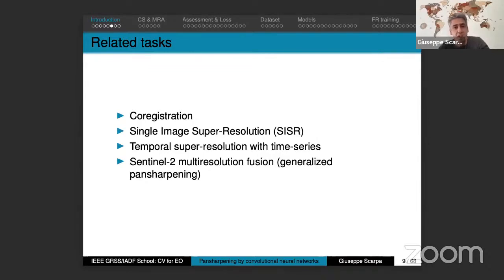Multi-temporal fusion is another big chapter and can be declined in many different ways and with different goals, temporal and/or spatial super resolution, feature extraction, classification of time series, change detection, and so on. And finally, I would like to spend a few words on the multi-resolution fusion case of Sentinel-2, something that can be regarded as a sort of generalized band sharpening.